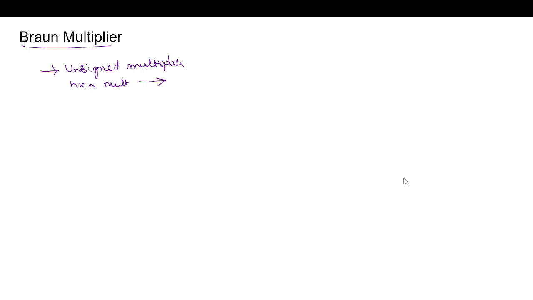So for this multiplication, n cross n multiplier, we need n into n minus 1 full adders. So for say n is equal to 8, we need 8 into 8 minus 1, which is 56 full adders.